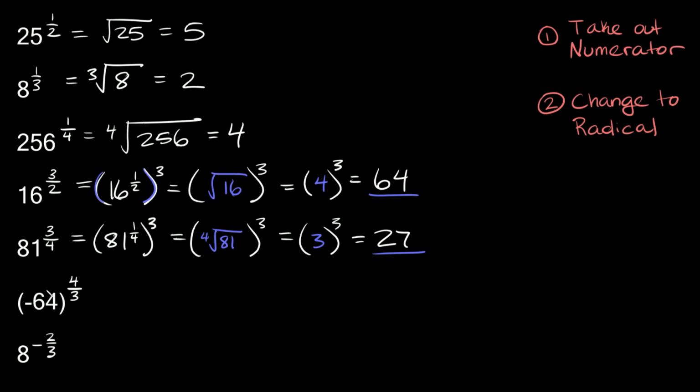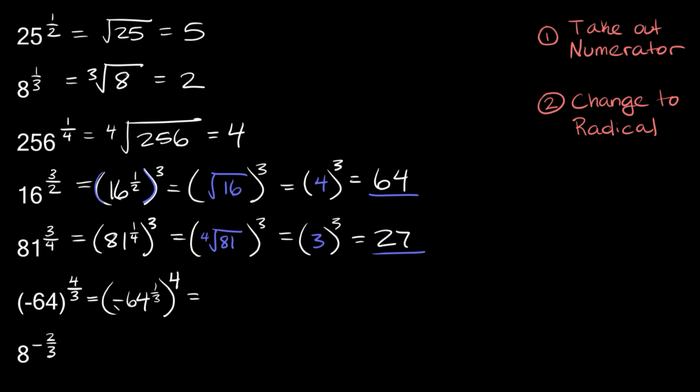Now, what if we have a negative number and we're raising it to a fractional exponent? Well, it's still the exact same steps, right? So we're going to take out the numerator, this 4. So then in parentheses, we're going to have negative 64 raised to the 1/3, right? And then the 4 that we took out, we just put it right there on the outside. Okay, so then here we have negative 64 raised to the 1/3 power.